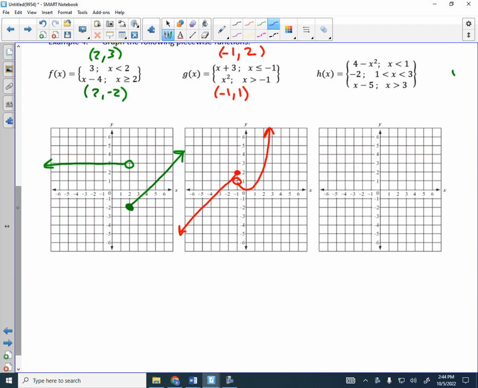I plug in 1. What do you get when you plug in 1? 3. Open circle or closed circle? Open circle at (1, 3). Can somebody describe for me how I'm going to draw the graph the rest of the way? We're going to go off to the left, go up to it, and then drop down. Yep, good.